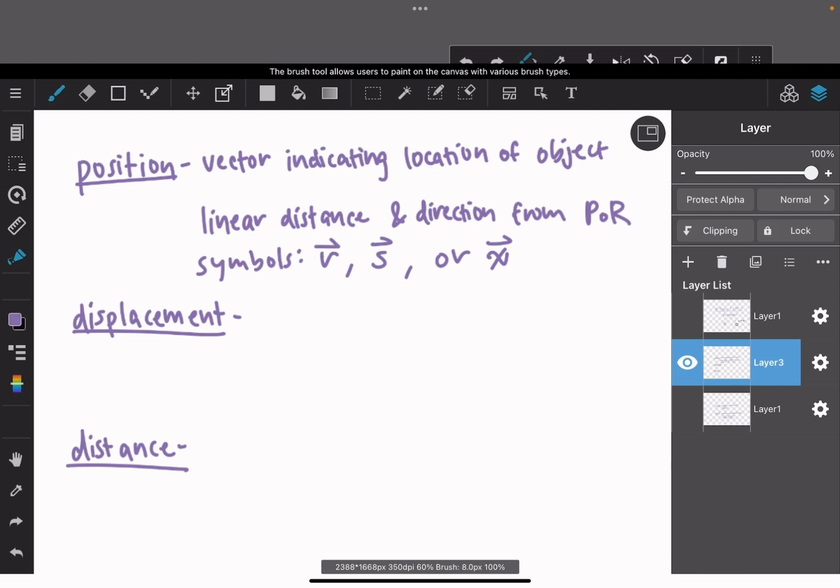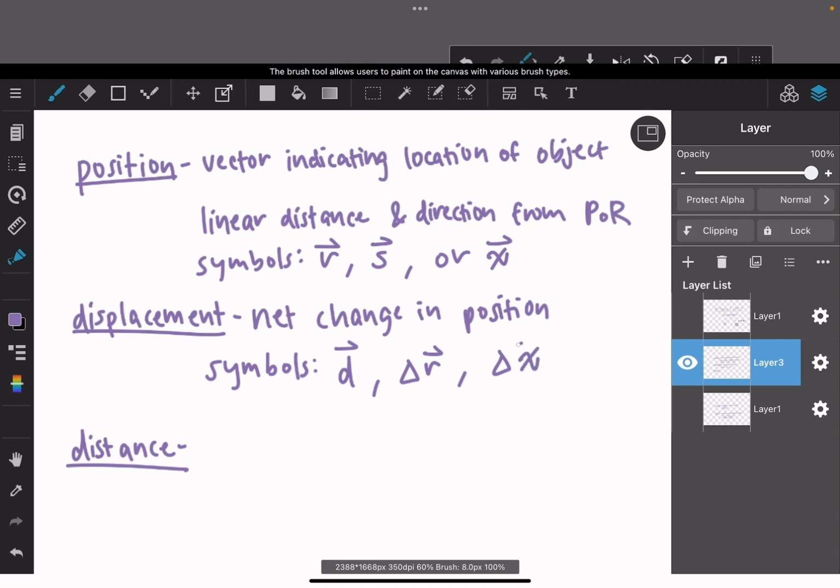Now, moving on to displacement. Displacement is the net change in position. Now, is that a vector or a scalar quantity? If you said vector, you would be correct. Some symbols for displacement are D, change in position, or change in R, or change in X. And notice how we are seeing the arrows again.